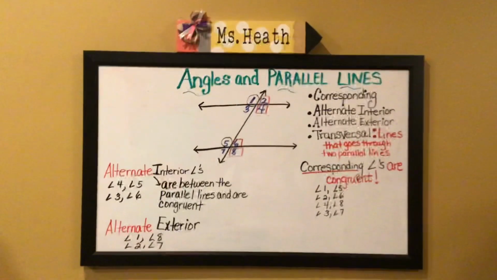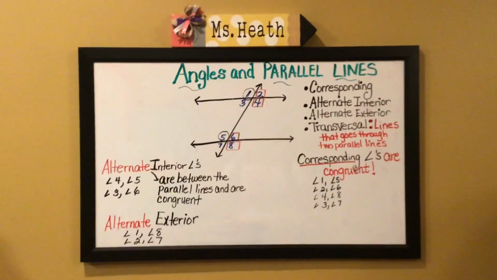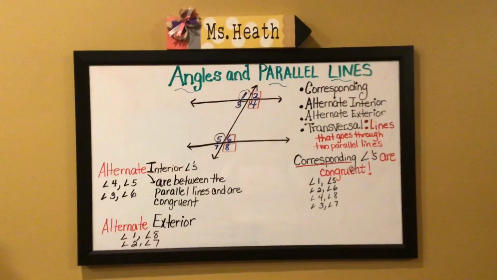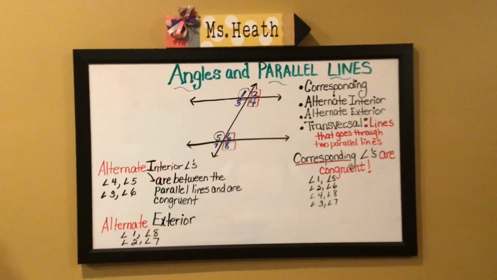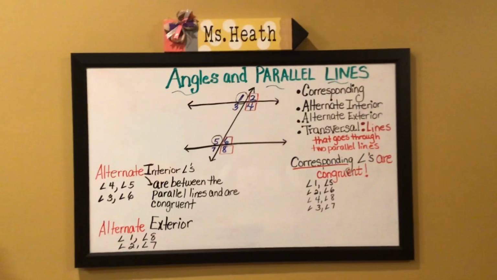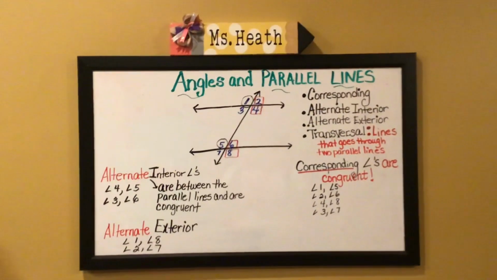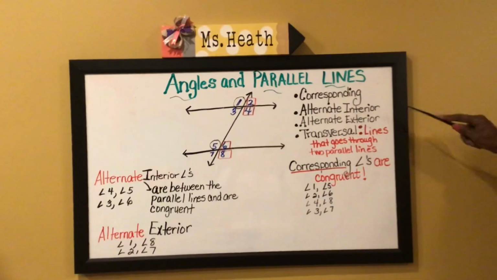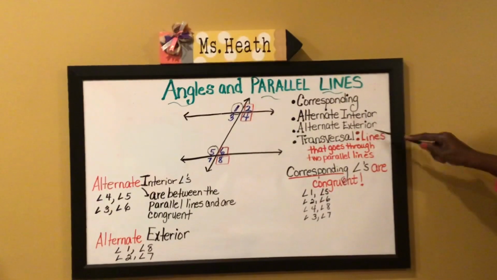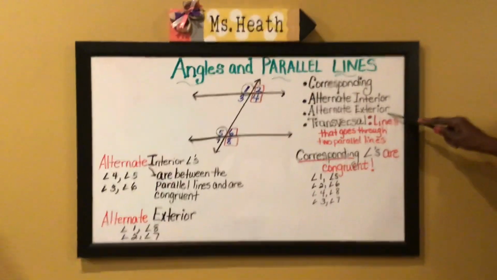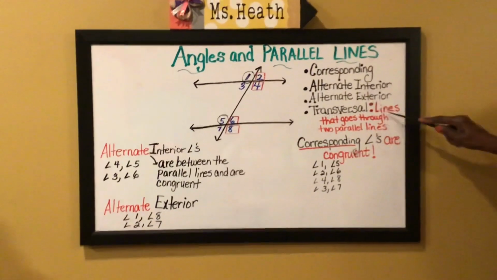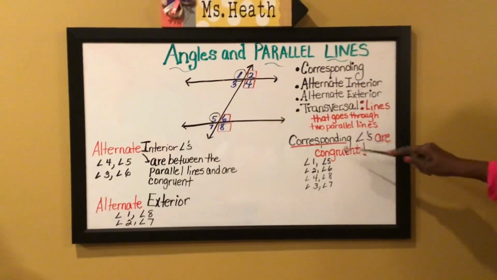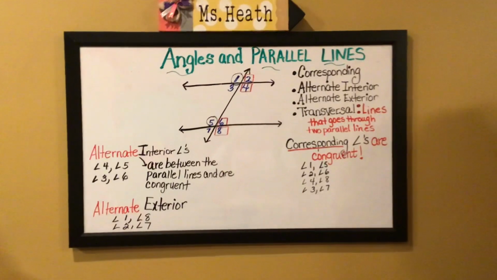So, off we start. In this video, we are going to go over angles that are formed when you take a line and you cut it through two parallel lines. And the type of angles that are formed have different categories. I will teach you about corresponding angles, alternate interior angles, alternate exterior angles, transversals, which are lines that go through two parallel lines, corresponding angles, and much more.